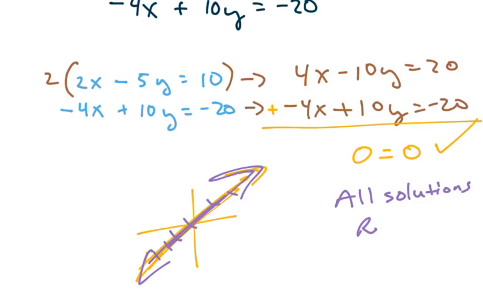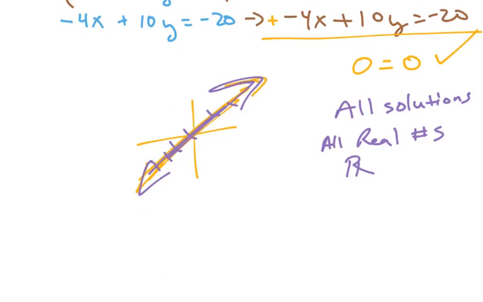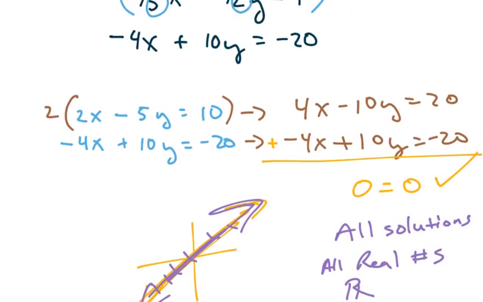I think I said last time all real numbers. You could have an R symbol, or if you're in interval notation, negative infinity to infinity. So once you get something like 0 equals 0, the answer becomes everything. Everything will work because basically the two equations are the same.